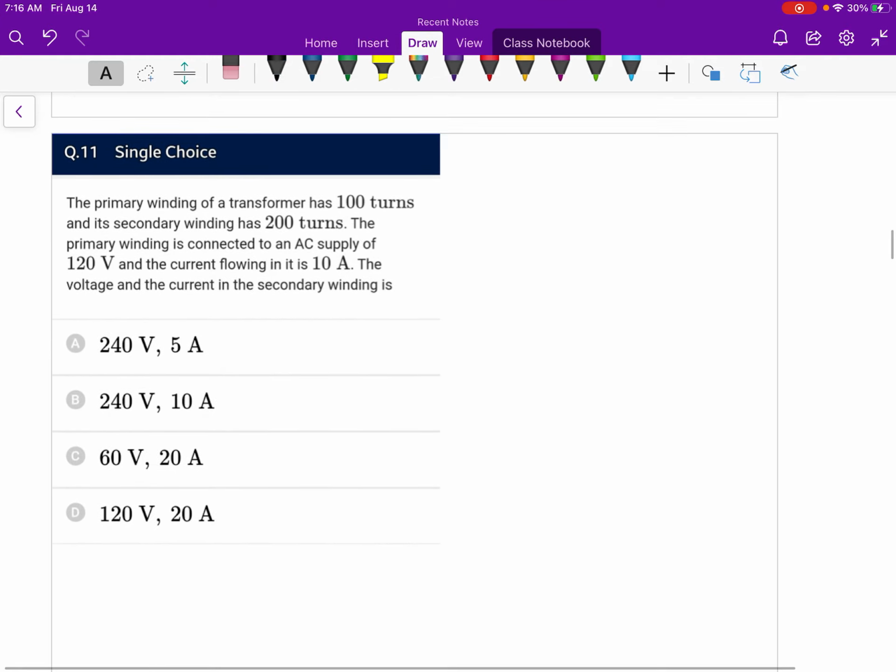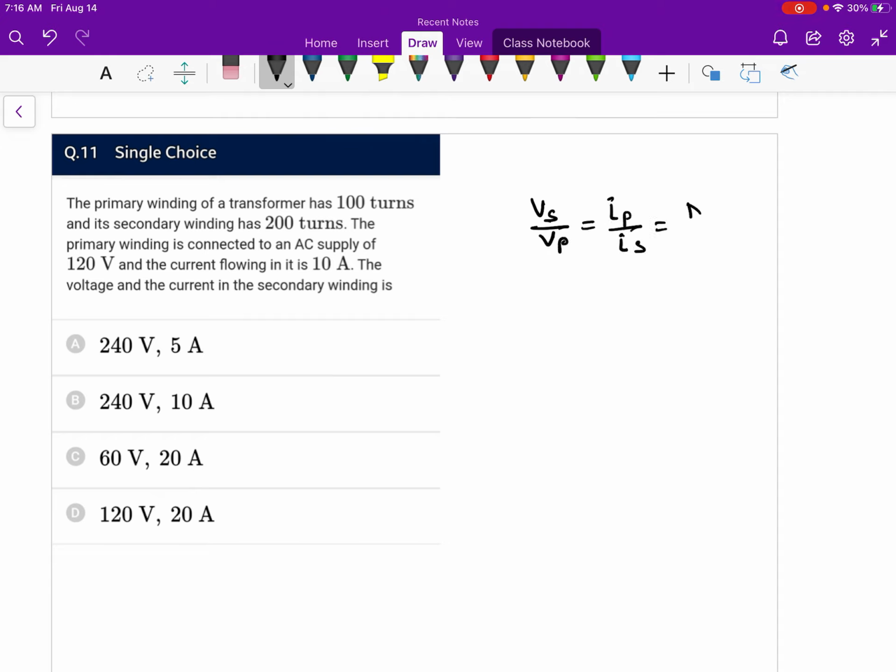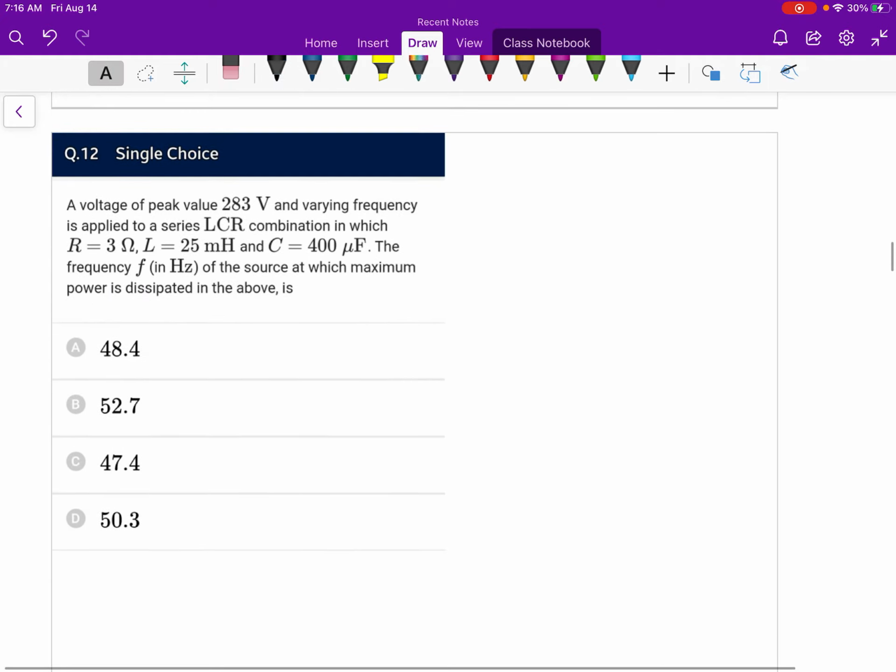The primary windings has this, the secondary has this. So NS upon NP, the primary has voltage this, and then the secondary. So VS upon VP is IP upon IS is equal to NS upon NP. Calculation is easy, we can calculate it.